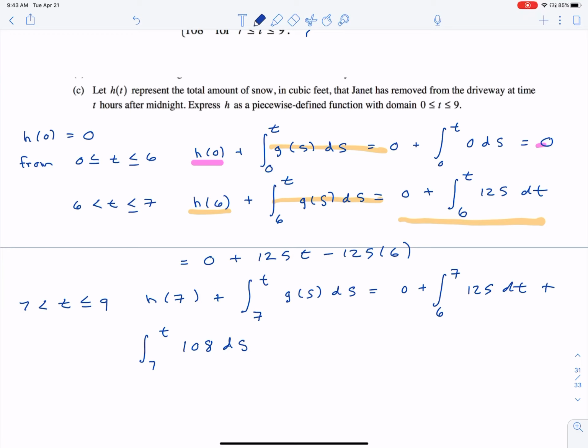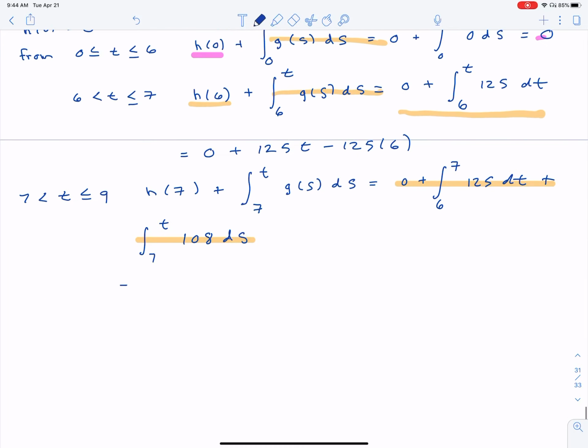So this right here, just to be really clear, represents the amount of snow at time 7. This right here represents how much more snow, in this case, is being removed, or the volume of snow being removed. I think that's correct. Sorry, I'm going to review my notes really quickly just to make sure I'm getting that down correctly, which I think I am. Okay, let's keep on going.